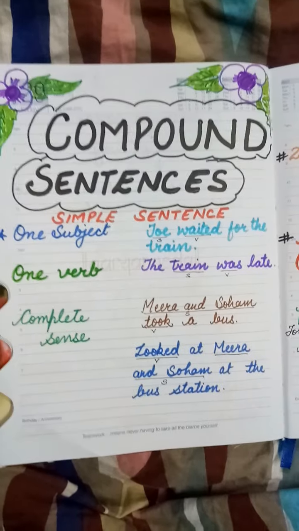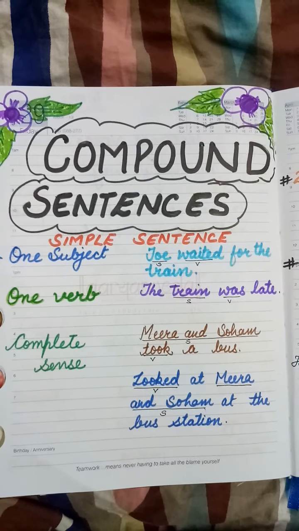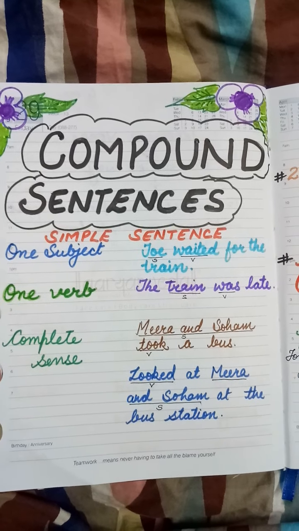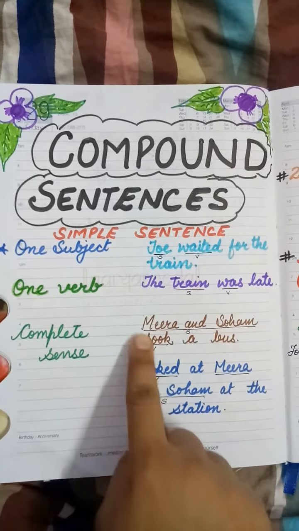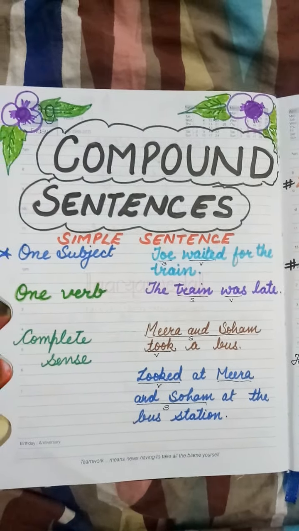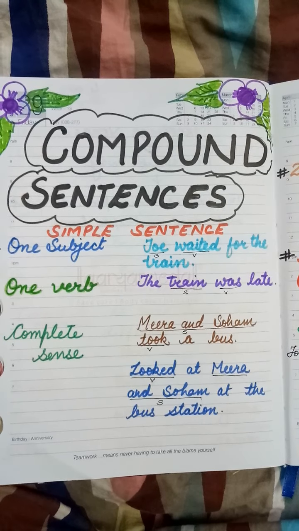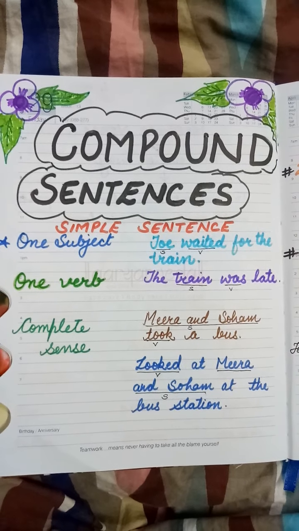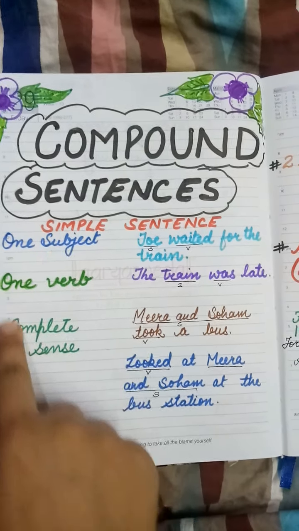Then, Meera and Soham took a bus. Two names, Meera and Soham. So we don't consider it as two subjects. They are only names, so we just consider these as one subject. And took a bus. Here took is a verb. So here one subject, one verb. It's a simple sentence.